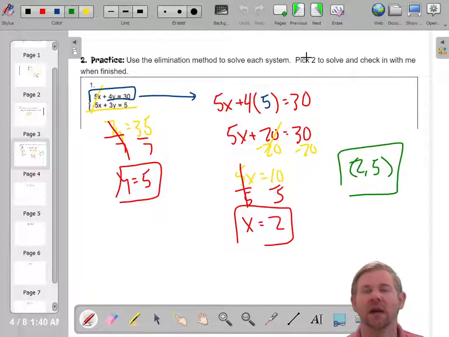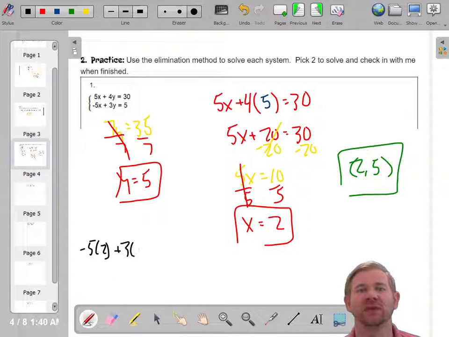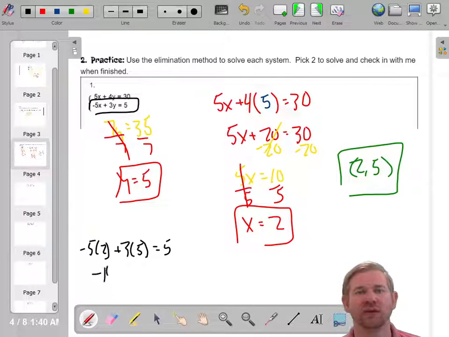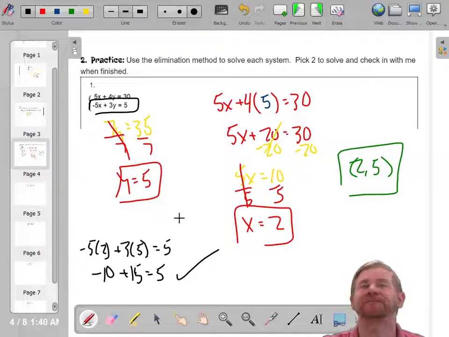Fine. One thing you can do to check it, if you use the top equation, you can plug it into the bottom equation, negative 5 times 2 plus 3 times 5. Does that equal 5? I'm plugging it in here. Is that a true statement? Is negative 10 plus 15 equal to 5? Yep, so I know I did it right. Okay, if you plug that ordered pair into both of these equations, it will make a true statement. And that's how you know you did it right.